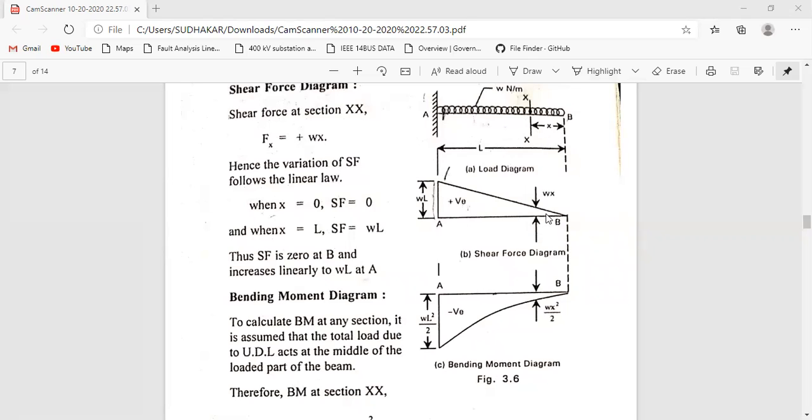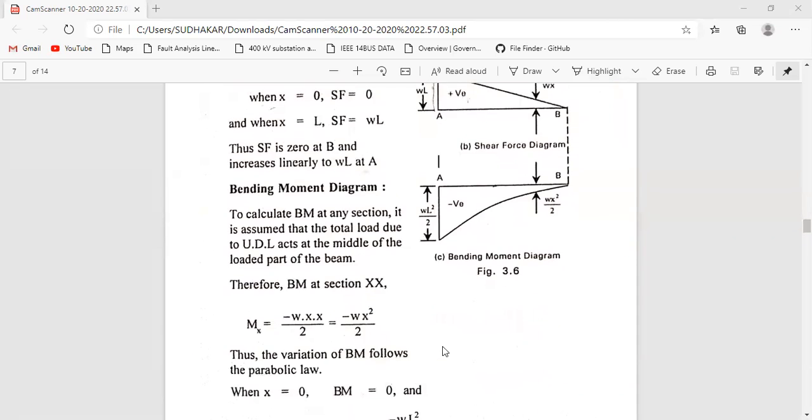Initially we have to draw a baseline here, and we mark the magnitude of shear force on the vertical, and from there to here we just draw an inclined line. We also represent the units. Here the magnitude WL is the amount of shear force acting. Here also WL square by 2 will be the magnitude of bending moment.